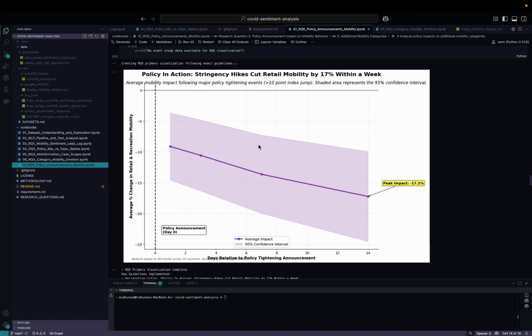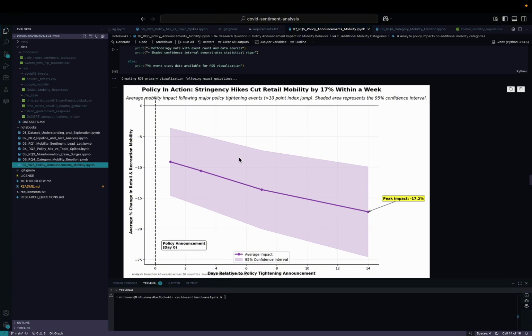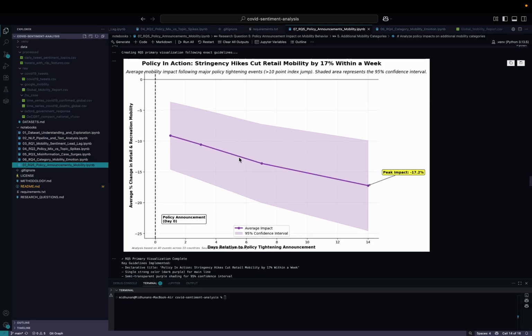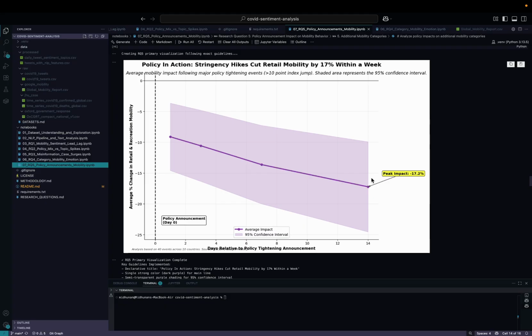This is a very simple visualization where the line graph is the average impact, and the interval is plotted using the light violet color. This graph is between average percentage change in the retail and recreation mobility and the days relative to the policy tightening announcement. The policy tightening announcement is basically the government policies which are taken due to the case surges and the COVID-19 impact. As you can see, the peak impact is around minus 17.2% at the 14th out of the 14 days. I'll give a gist about the process alone.